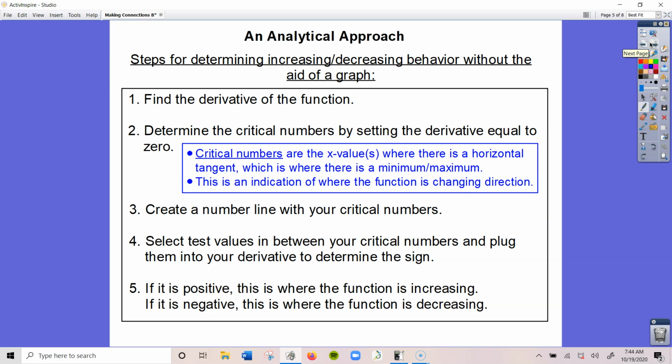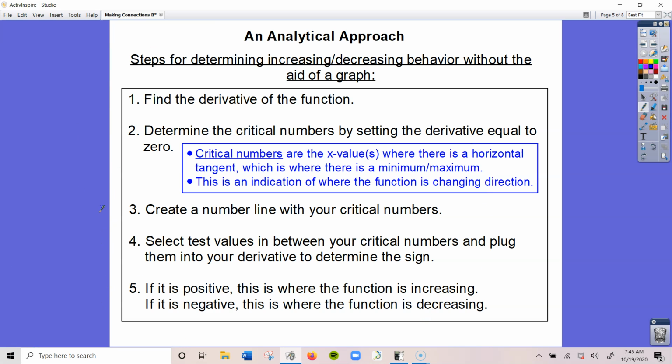Now we're going to look at how to find all of this information using an analytical approach, meaning we're going to have the equation and we have to find when the function is increasing, decreasing, has a minimum, has a maximum, etc., just based on the equation. And this is how we would go ahead and do that.